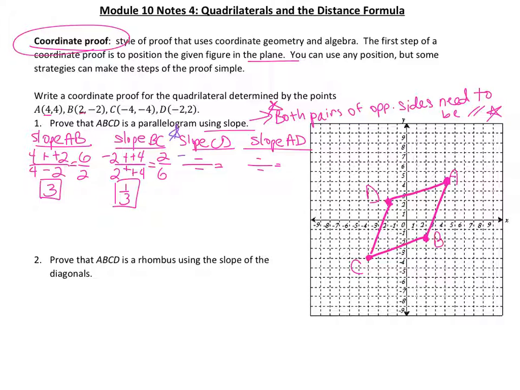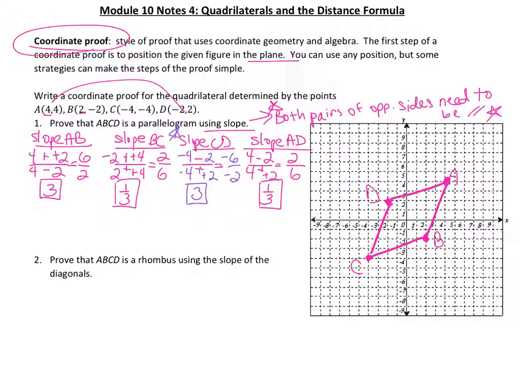Slope CD you should have set up as negative 4 minus a 2, negative 4 minus a negative 2, so you have a double negative here. We get a negative 6 over a negative 2, which reduces down to a positive 3. For the last one, for our slope of A to D, we have a 4 and a 2 for the y's, and a 4 and a negative 2 for the x's. We get a 2 over 6, which gives us a positive 1/3.